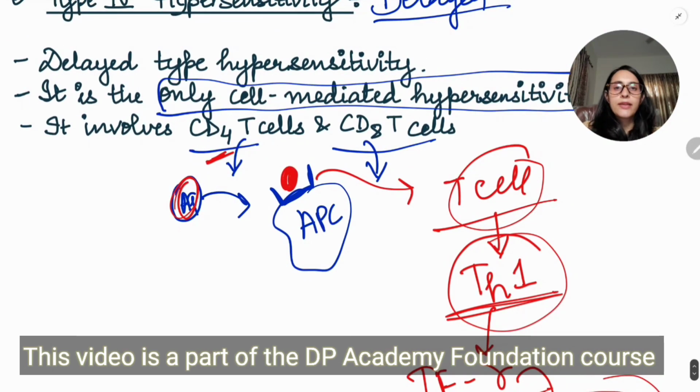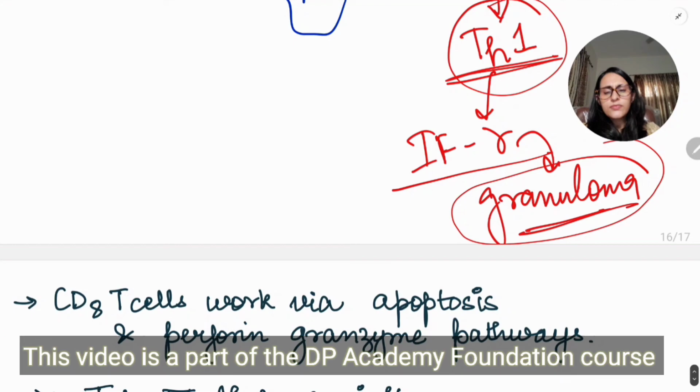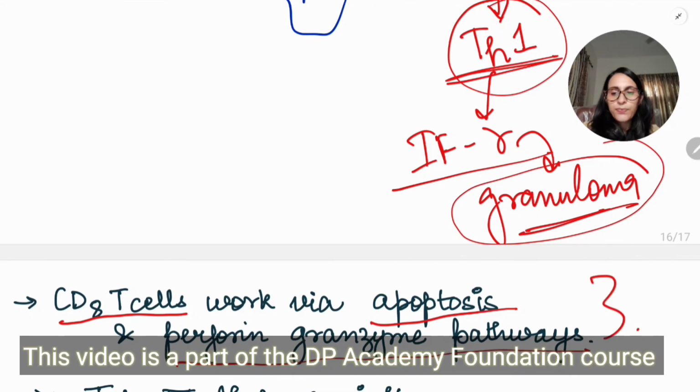So first, this antigen is picked up by the antigen presenting cell. It is then presented to the T cell on the MHC molecule. Then the T cell has T helper cell 1. Remember, in type 1 hypersensitivity, it was T helper cell 2. Here it is T helper cell 1, and it is going to release interferon gamma, and it will form the granuloma. The CD8 T cell is a cytotoxic cell, and it works via apoptosis and the perforin granzyme pathway. This we have covered in the previous lecture.